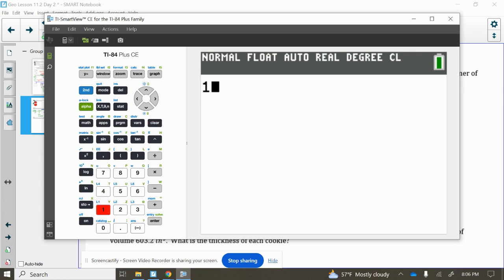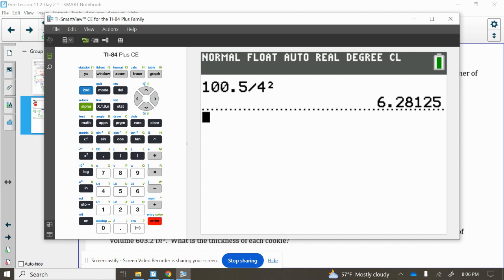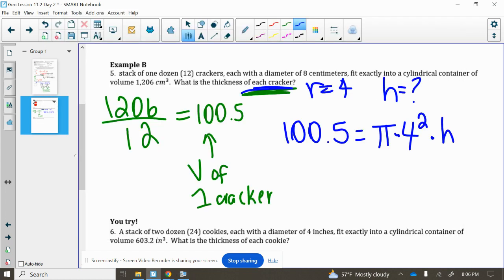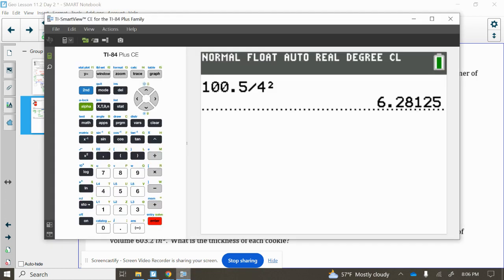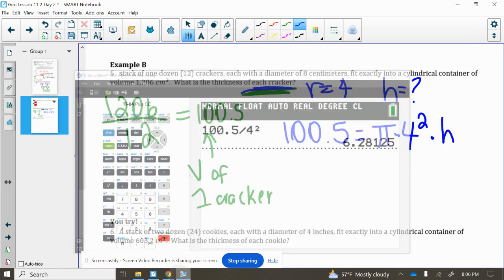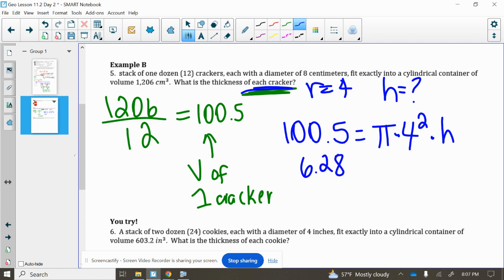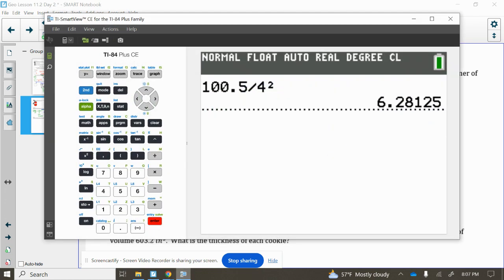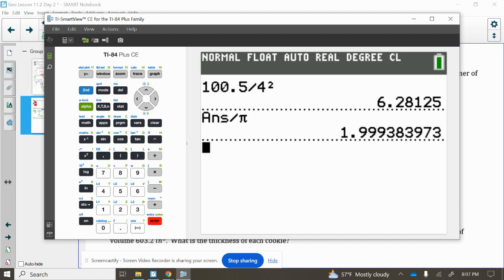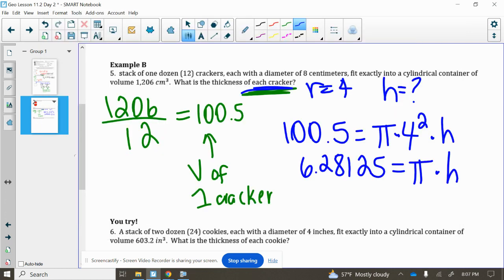So again, I'm going to start this off. I'm going to divide the 100.5 by the 4 squared, or 16, if you just want to type that in. And I know that that's about 6.28125. And this equals pi times the height. So the next step, I need to divide over then the pi for a total answer of about 2 centimeters after we divide by the pi.